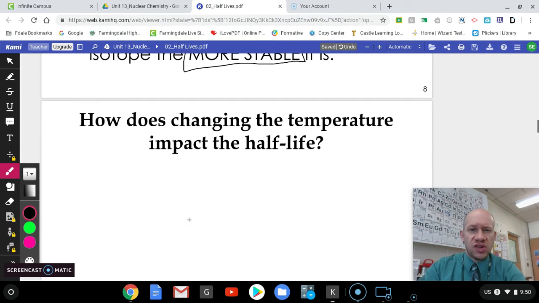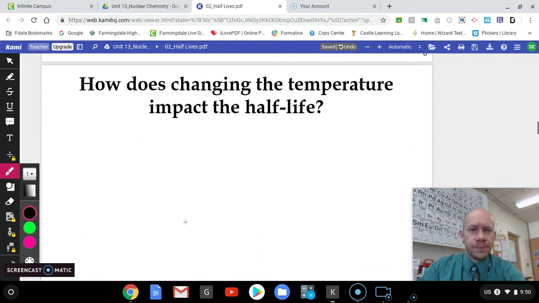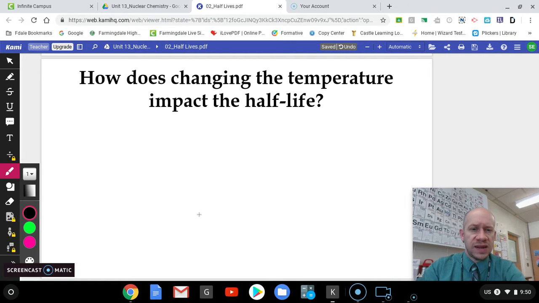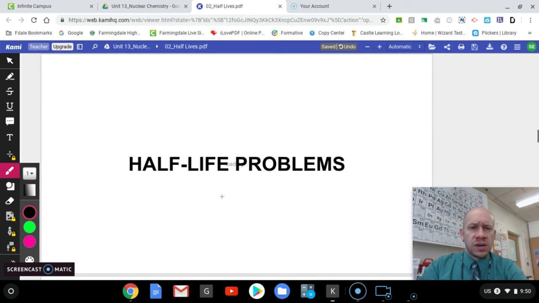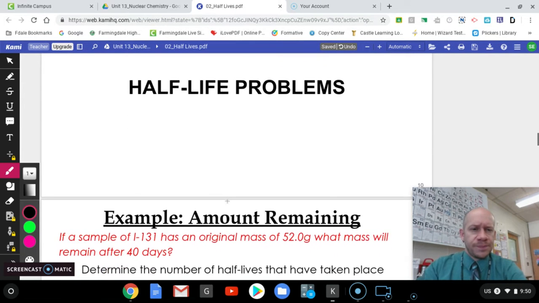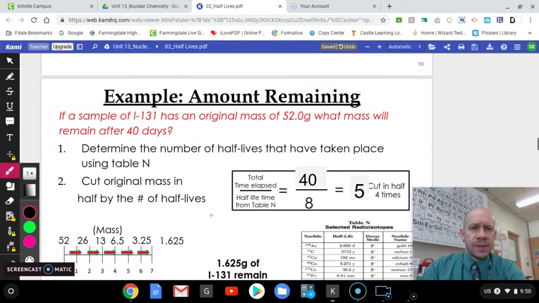So how does changing the temperature impact the half-life? You should see that there's no effect of temperature on the half-life, because it doesn't have to do with temperature. So here are some half-life problems. For example, the amount remaining.